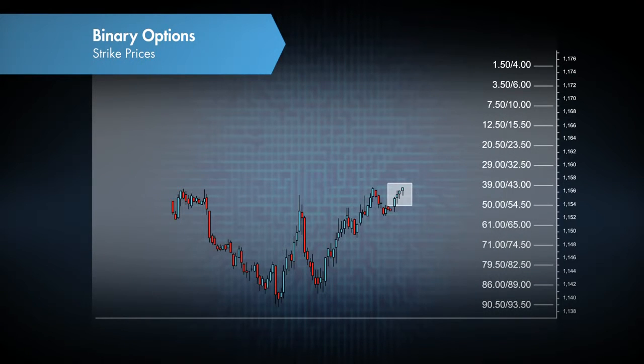Currently the market's trading slightly over 1154, and we can see, if we look towards the middle of the screen there, the bid offer of 54.50. So there are multiple strikes to choose from, depending on what we believe the market will do. If we believe that the market's going up, we could buy any of these strike prices at the offer. So 93.50 all the way up to $4.